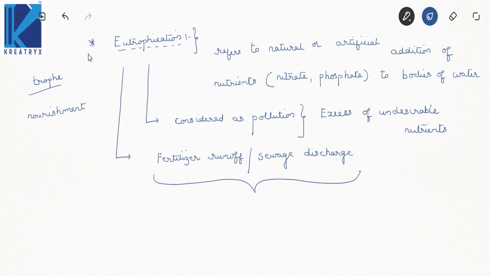Now what are the main causes of eutrophication, right? Already we have discussed this: natural runoff of nutrients from the soil, and weathering of rocks. Yes, now this is one of the causes of eutrophication, weathering of rocks, right?